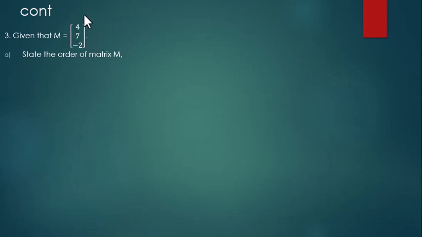And columns run from top to bottom. So we have 1 column. So this is a 3 by 1 matrix. Okay. So this is a 3 by 1 matrix.